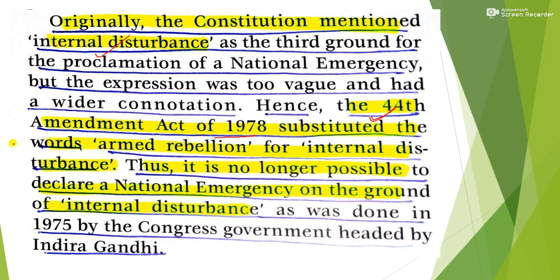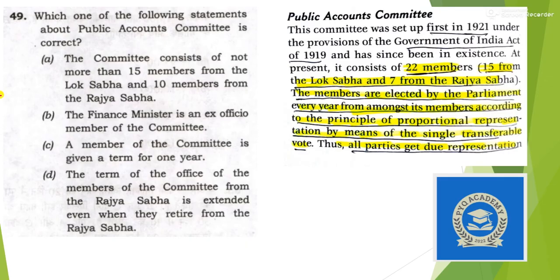Next, which one of the following statements about the Public Accounts Committee is correct? The committee consists of not more than 15 members from Lok Sabha and 10 members from Rajya Sabha. You can see here there are only 22 members, in which 15 are from Lok Sabha and 7 are from Rajya Sabha. So this is wrong.